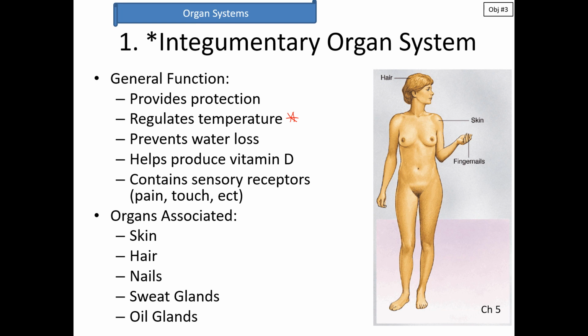Helps produce vitamin D. Vitamin D is made in the skin. It starts the process of being made in the skin, but then it ends up going to the kidneys for its final turning into an active form. So it starts in the skin, ends up finishing up in the kidneys, but it helps in the production of vitamin D, and it contains sensory receptors such as pain and touch. Organs associated: skin, hair, nails, sweat glands, oil glands.